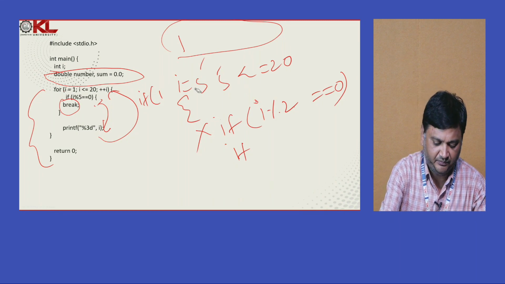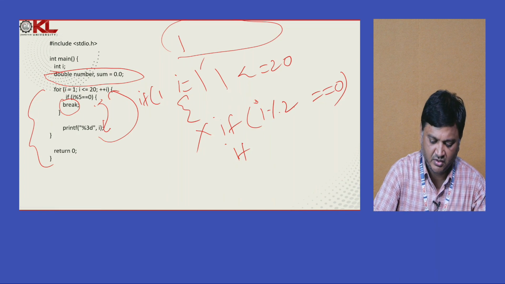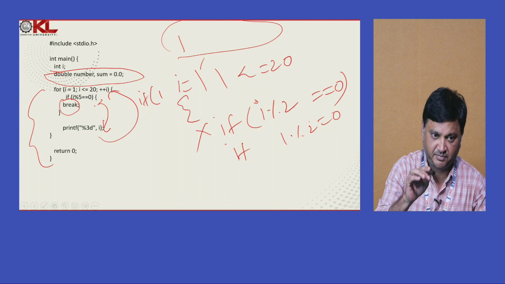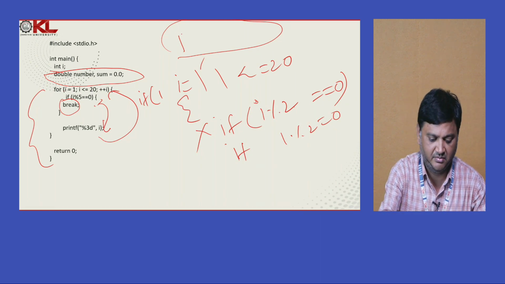Initially i will be 1. Is 1 less than or equal to 20? Yes, the condition is true. Is 1 modulus 2 equal to 0? No, the condition fails. Will it break, or will it go to print the i value? i will be printed on the screen.